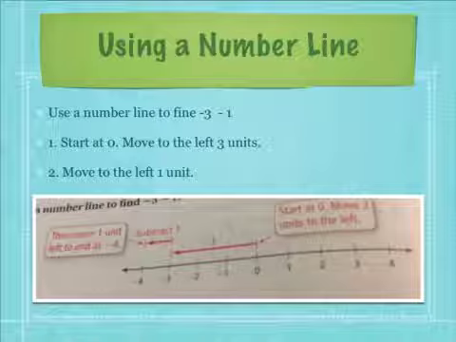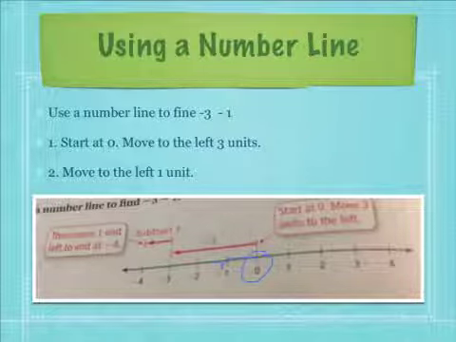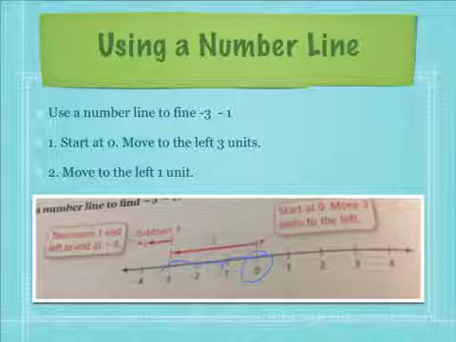You can also use a number line. So using a number line to find negative 3 minus 1. Remember to always start at 0. And our first number is negative 3, so we're going to move to the left 3 units. And then our second number is to subtract 1, so we continue to the left for 1 more unit, and we land at negative 4 for our answer.